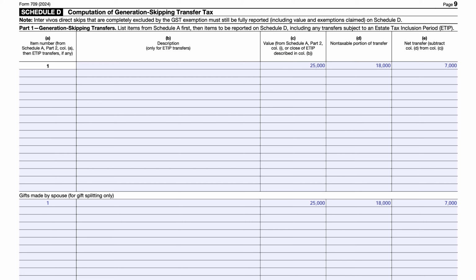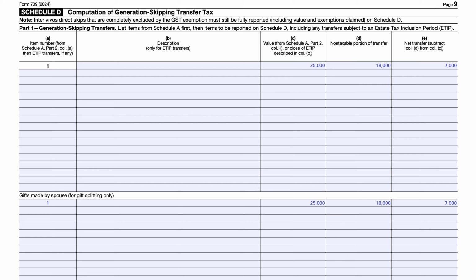We'll be going over IRS Form 709, Schedule D, Computation of Generation Skipping Transfer Tax. You only need to complete Schedule D if you have any taxable gifts that are subject to the generation skipping transfer tax. This could also include inter vivos direct skips that are completely excluded by the GST exemption.